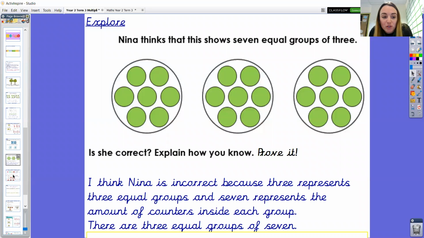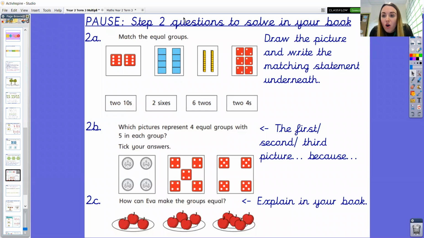Well done, Year 2. I hope you enjoyed exploring step 2 together. On your screen now, you will see step 2 questions. So please pause the video and answer the questions in your books. For 2A, it says match the equal groups, but of course they're on your screen, so I suggest drawing the picture and writing the matching statement underneath. For 2B, it says which pictures represent 4 equal groups with 5 in each group. Tick your answers. Instead of ticking, I suggest using the stem sentence, the first or the second or the third picture, because you might find that you might write more than one sentence for this question.